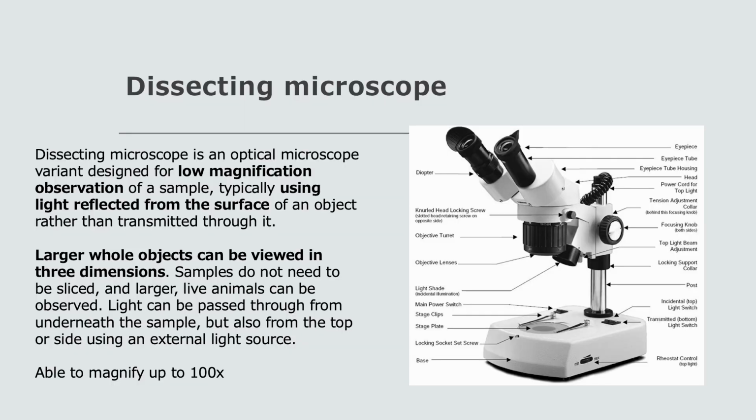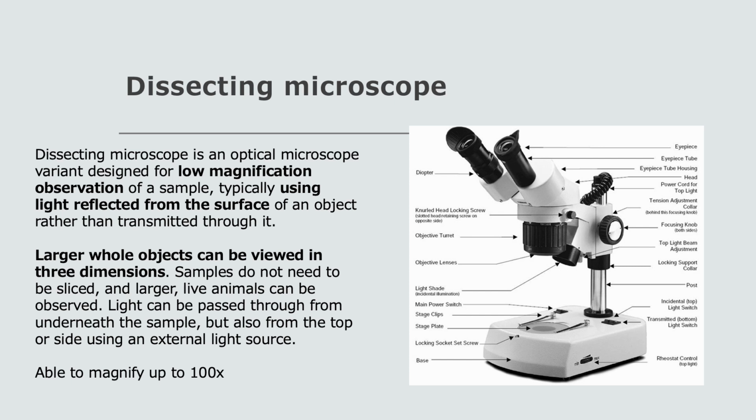The last microscope we'll look at is the dissecting microscope. Dissecting microscopes are designed to be used at a low magnification. They're typically using light reflected from a surface or an object rather than transmitting light through something. Larger objects can be viewed in three dimensions. The samples don't have to be sliced. They can be larger samples, and they can actually even be a live sample.